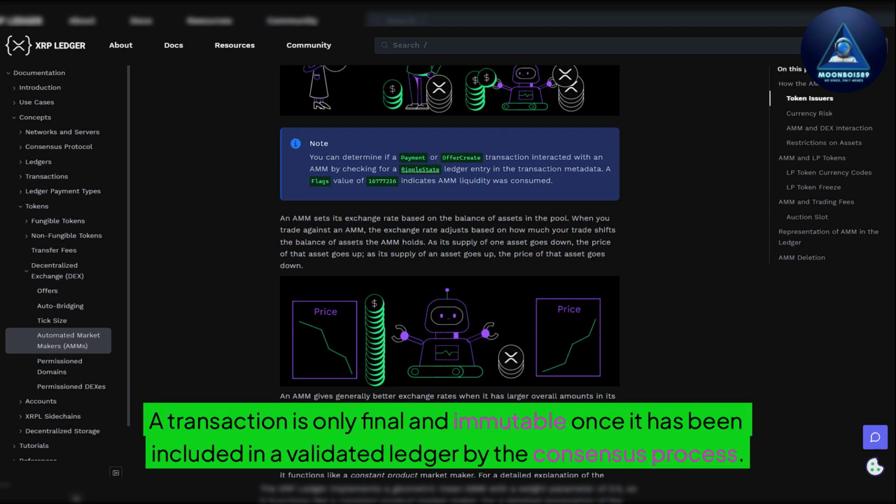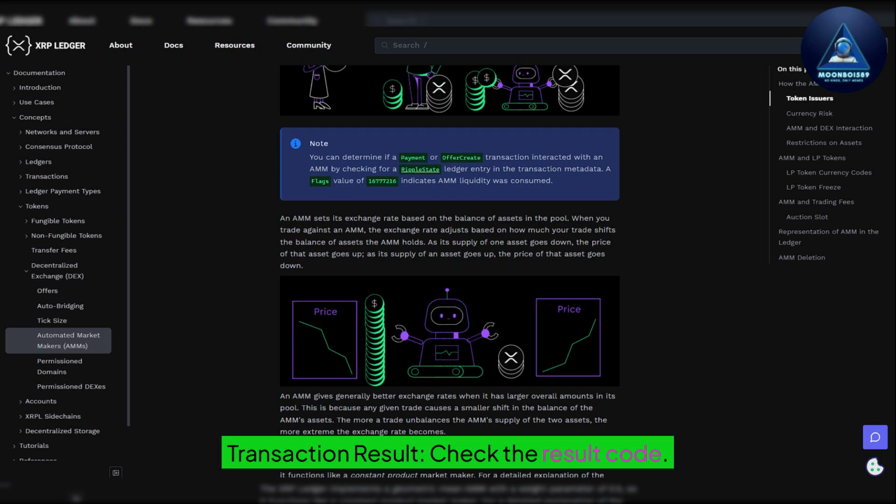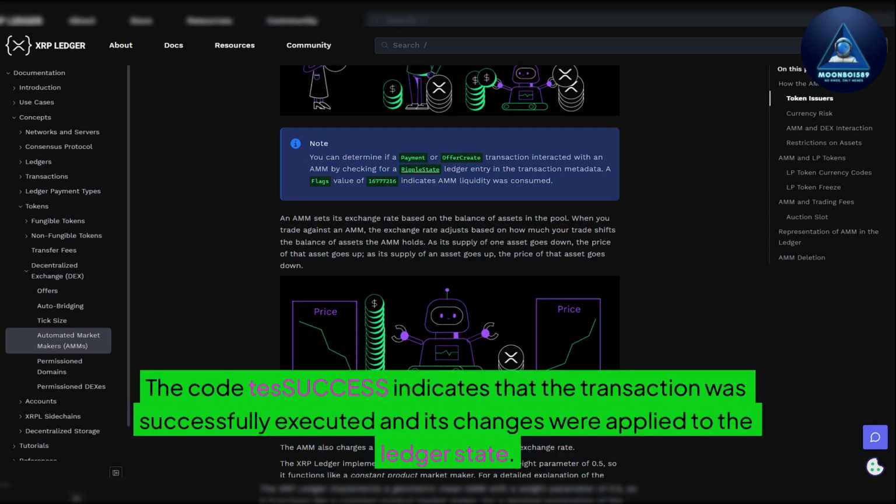Transaction result. Check the result code. The code tesSUCCESS indicates that the transaction was successfully executed and its changes were applied to the ledger state. Any other code, e.g. tec, tem, tef codes, indicates a failure, though the transaction may still be included in the ledger to account for the burnt transaction fee.